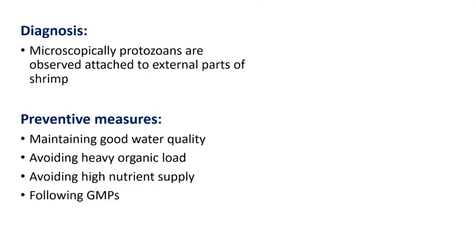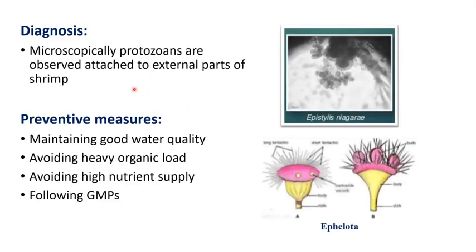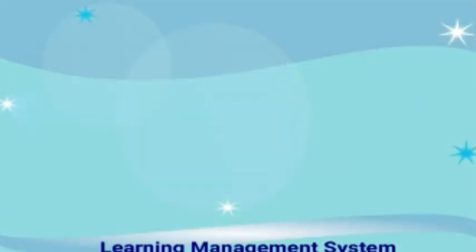Diagnosis. Microscopic protozoans are observed attached to the external parts of the shrimp under the microscope. And preventive measures are maintaining good water quality, avoiding heavy organic load, avoiding high nutrient supply and following good management practices. This is the image of Ephelota which is causing protozoan fouling, and this is the image of Epistylis affecting the protozoan fouling. So, students, through this lesson, we have learnt about different shellfish diseases caused by viruses, bacteria, and protozoans.